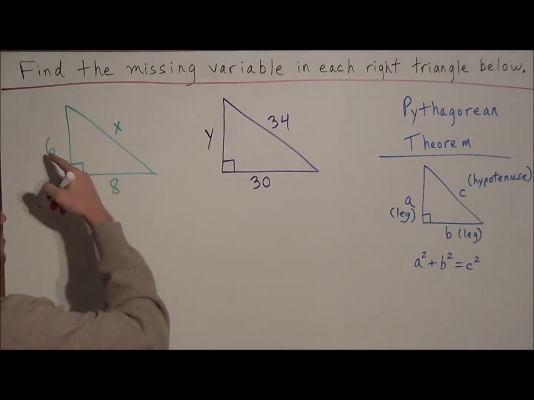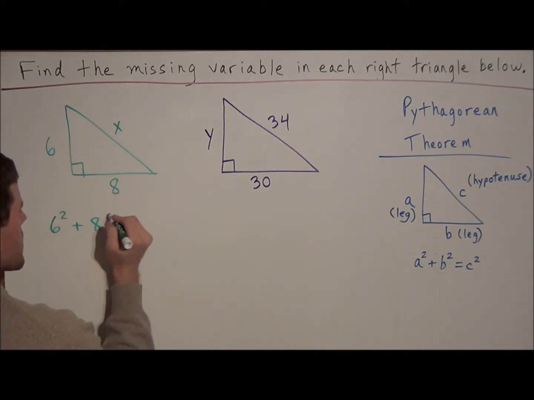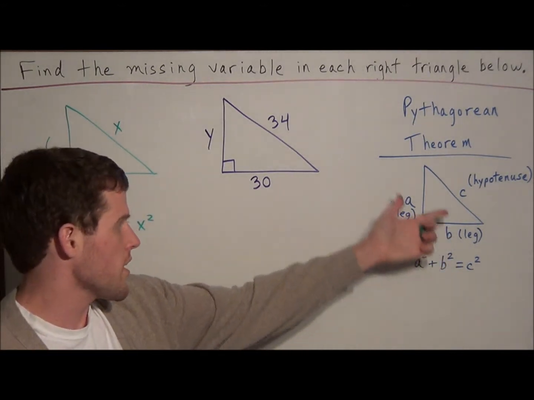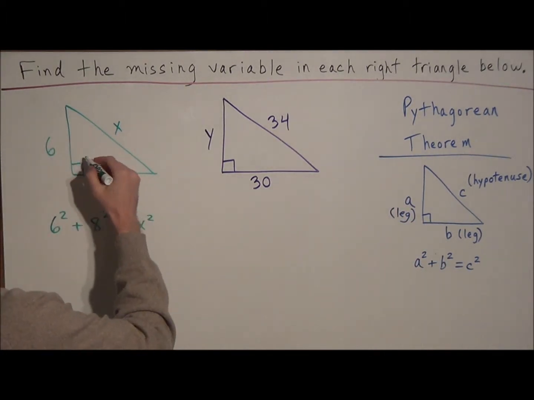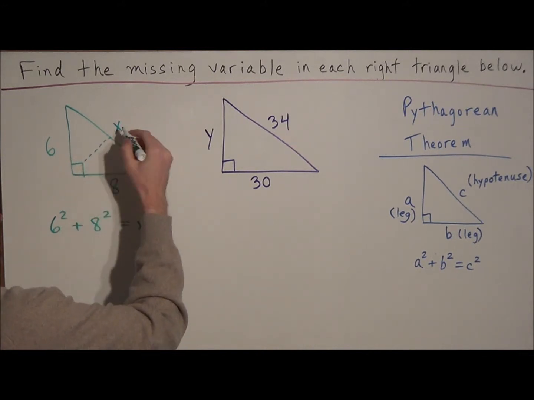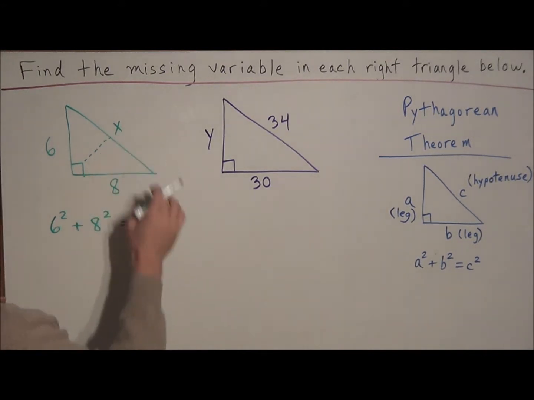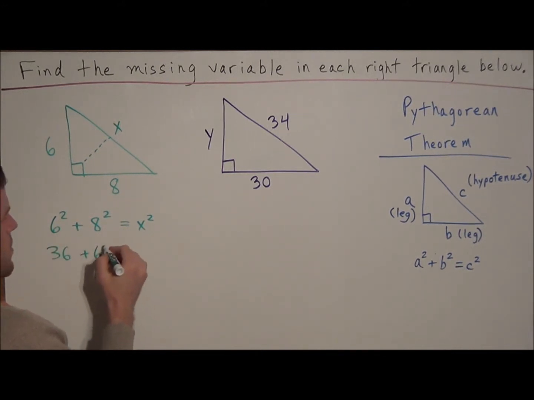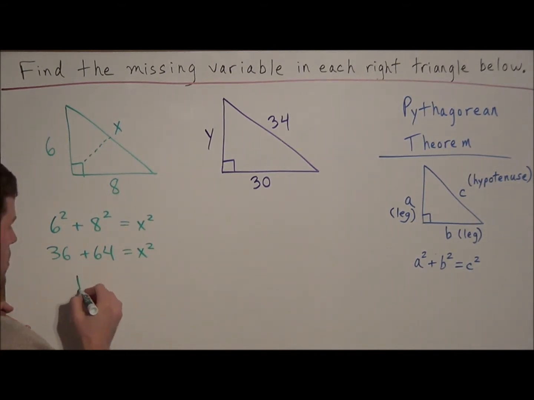For the first example, most students will be able to do this correctly. You set up 6 squared plus 8 squared is equal to x squared. Remember, the three sides of the right triangle have to satisfy this equation, but notice that the hypotenuse in this case, opposite the right angle, is x, so it's going to the right of our equal sign. Just make sure that the hypotenuse is on the right side of the equal sign. To simplify, 6 times 6 is 36, 8 times 8 is 64, and this is equal to x squared. When we add 36 and 64, we have 100.